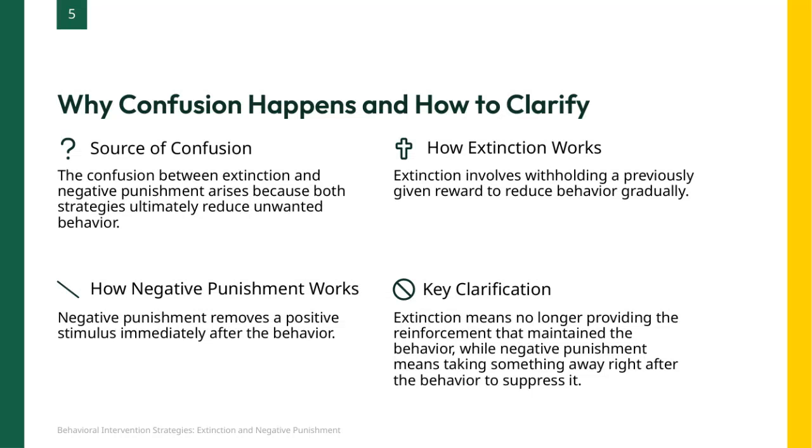Confusion between extinction and negative punishment often happens because both approaches aim to reduce unwanted behavior. However, the way they do this is quite different. Extinction works by withholding a reward that was previously given, leading to a gradual decrease in behavior over time. On the other hand, negative punishment involves immediately removing a positive stimulus right after the behavior occurs. The key difference is that extinction stops the reinforcement that was maintaining the behavior, while negative punishment takes something away right after the behavior with the purpose of suppressing it more quickly. Understanding this distinction helps clarify how each strategy influences behavior reduction.